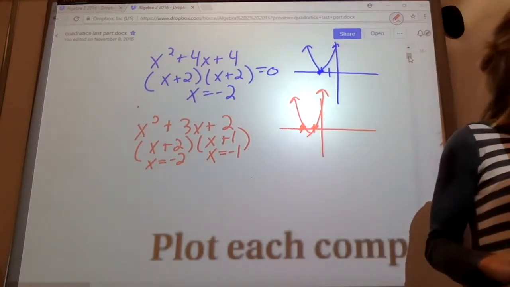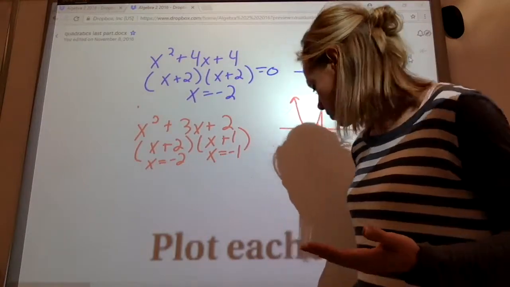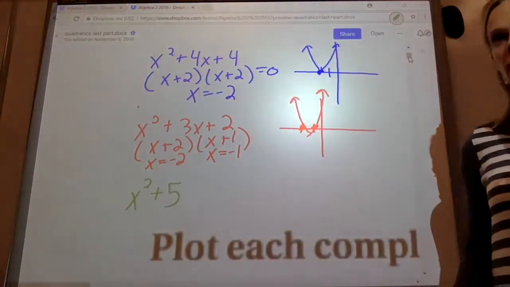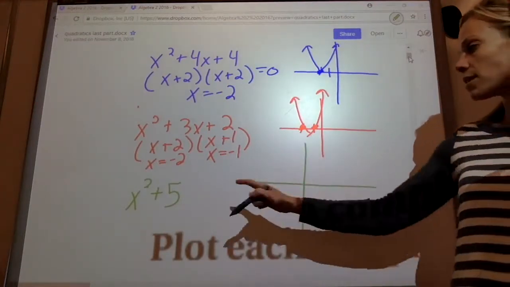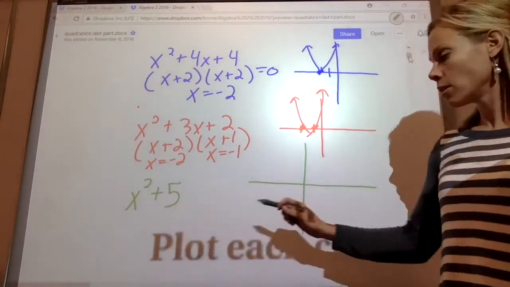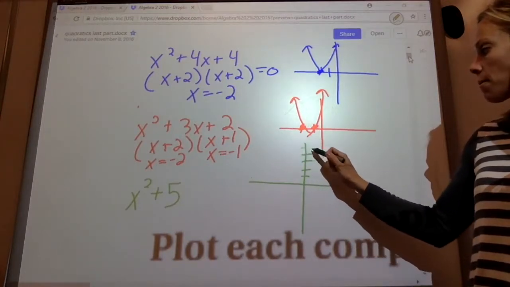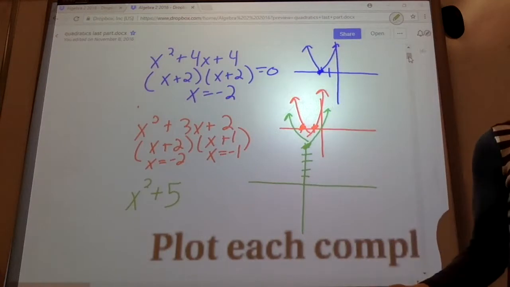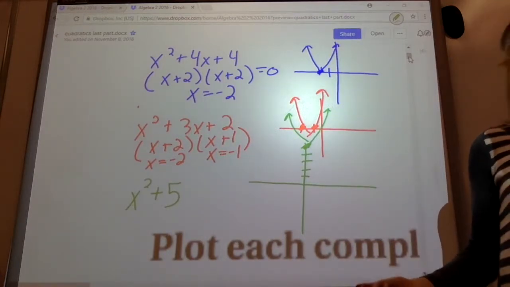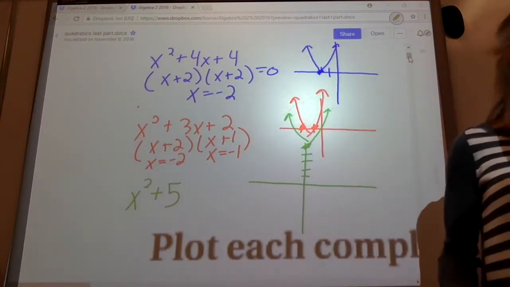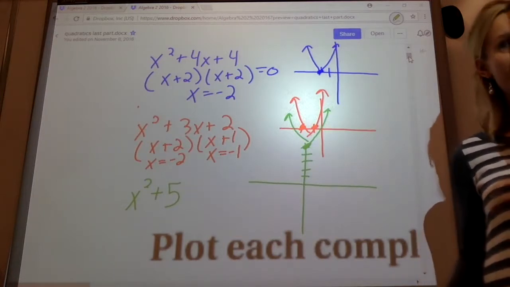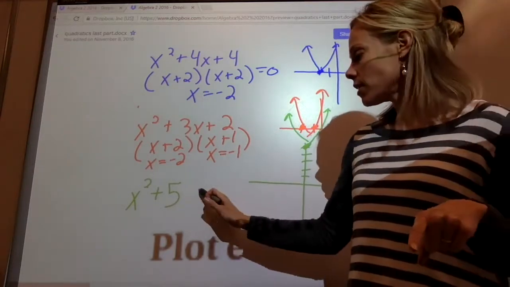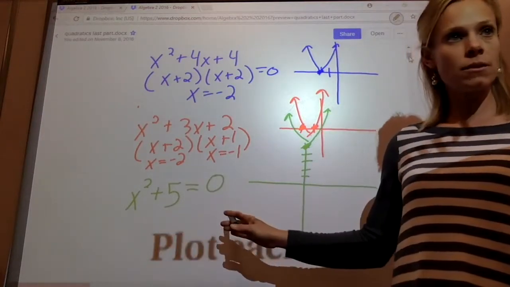So there is a third scenario. And the easy one to show you on that would be something like x squared plus 5. X squared plus 5 means I moved 5 units up. So if I go 5 units up, here's my parabola. Well, I'm not crossing the x-axis. Therefore, there's no real roots. No real roots, but there are 2 imaginary roots.